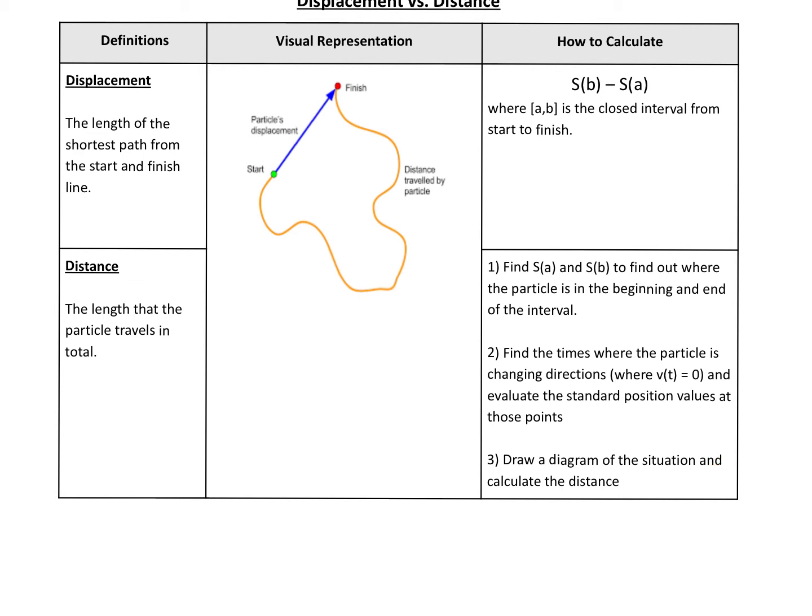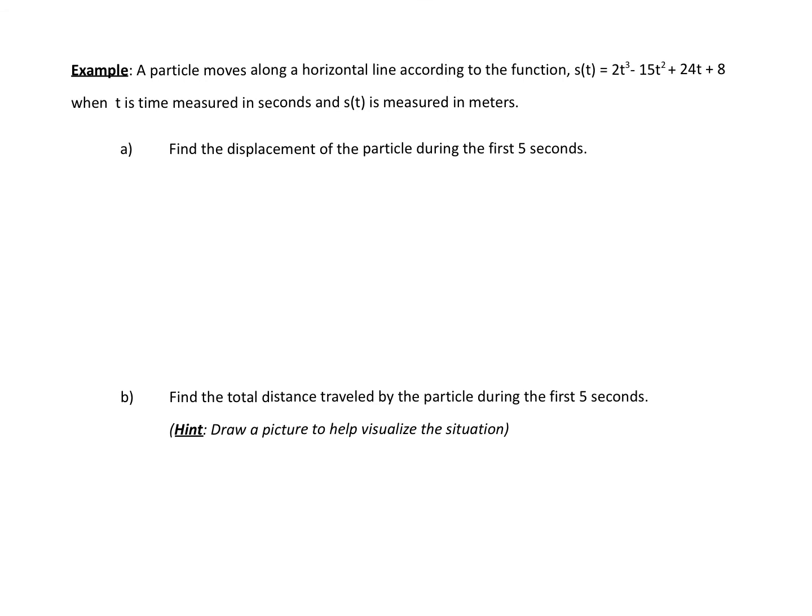All right, let's try an example. So the example here says, a particle moves along a horizontal line according to this function, where t is time measured in seconds, and s of t is measured in meters. Find the displacement of the particle during the first 5 seconds. So what that means is from time 0 to time 5, because time can never be negative, so the first 5 seconds would mean 0 to 5.